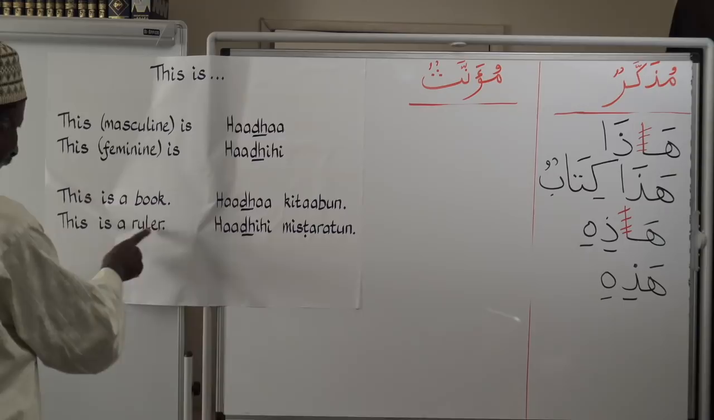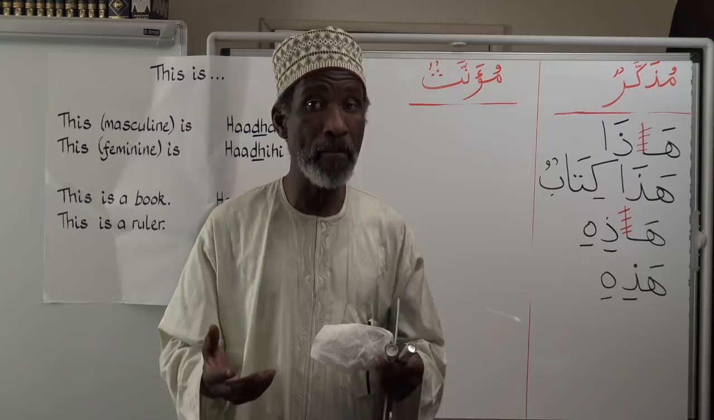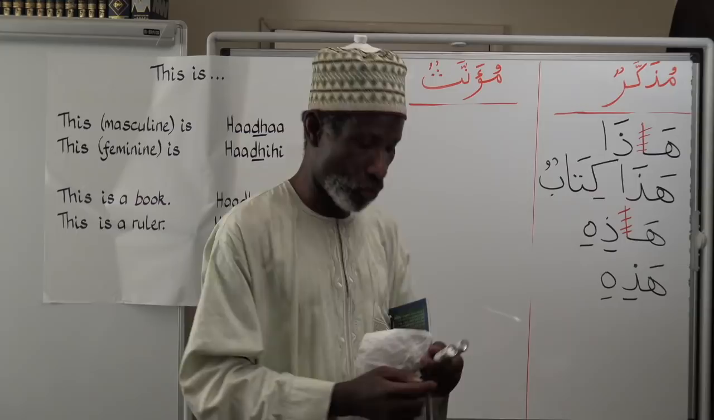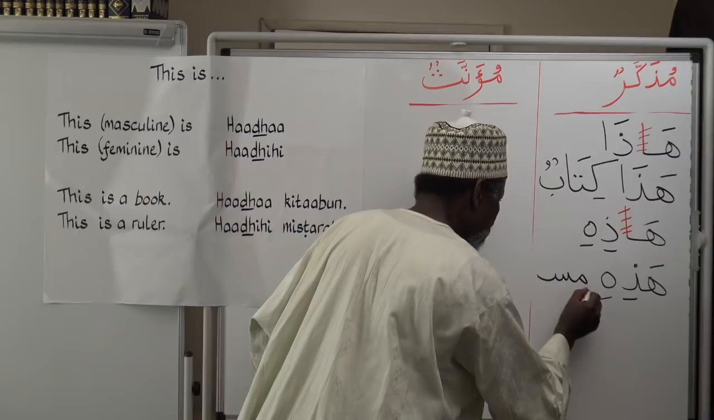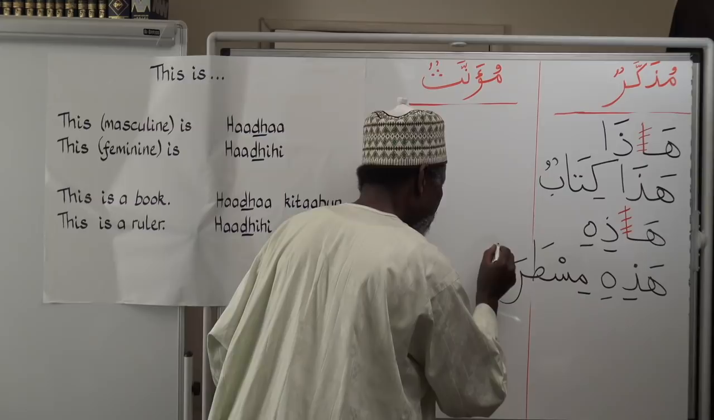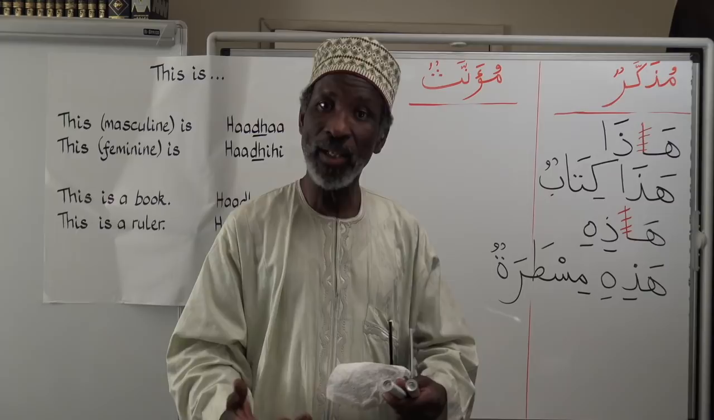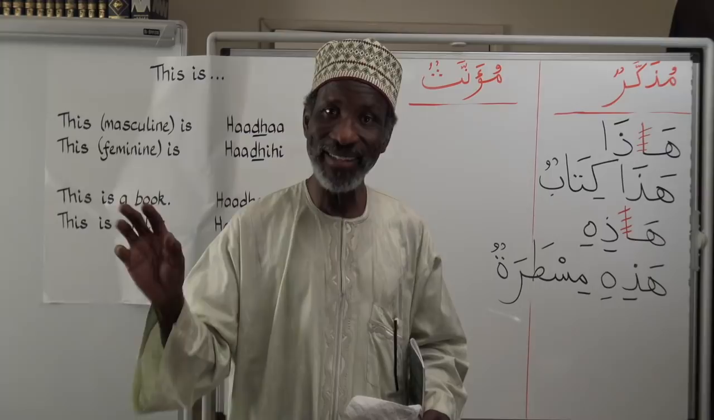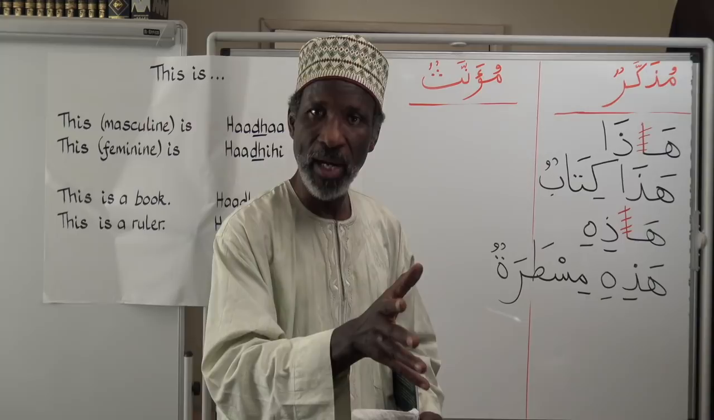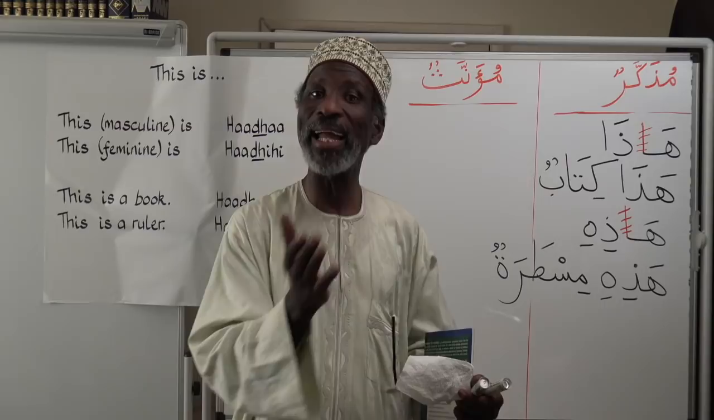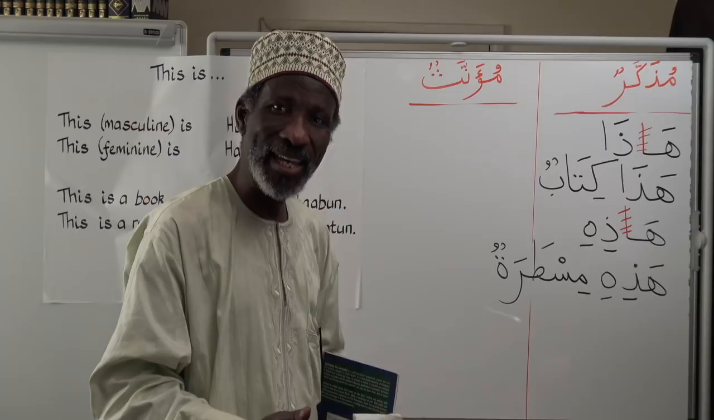And "this is a ruler," if you want to say that in Arabic. If you remember your vocabulary, ruler in Arabic is mistaratun. That's feminine, so you say haadhihi mistaratun. You see how quickly you are adding to your knowledge of Arabic grammar. So if you want to say "this" referring to any masculine noun, whether human or inanimate object, you say haadhaa, and you say haadhihi if it is feminine, followed by the noun. So haadhaa kitabun and haadhihi mistaratun.